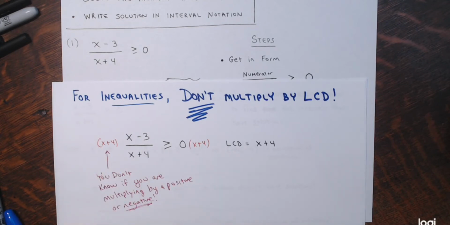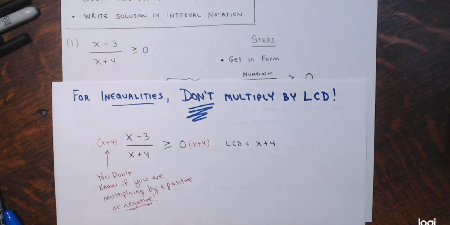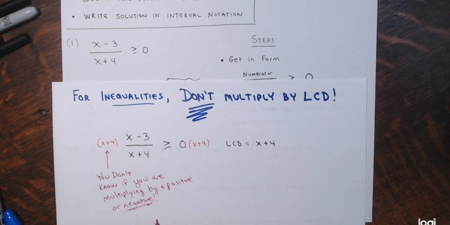Remember, the inequality changes direction when you multiply both sides by a negative. So you can do the LCD thing if you break it up into cases. Case 1, when x plus 4 is not negative, the inequality stays. Then in case 2, when x plus 4 is negative, the inequality symbol would flip. It's too much of a hassle to worry about the different scenarios, the different cases.